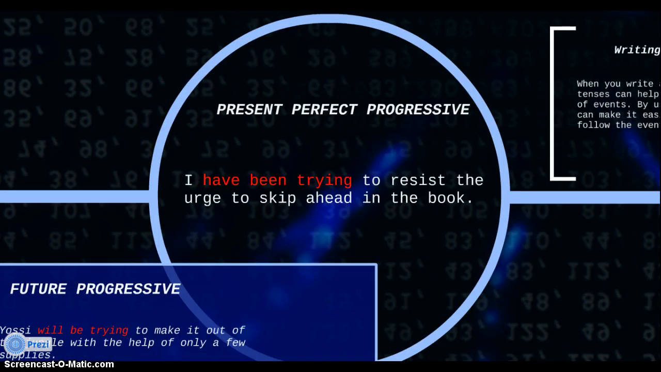If we're using the present perfect progressive, we're going to take that same helping verb, have or has, add a be verb, been, and use the present participle that ends in ing. Here's the example. I have been trying to resist the urge to skip ahead in the book. So you're pulling a lot of verbs together, but that's present perfect progressive form of the verb.